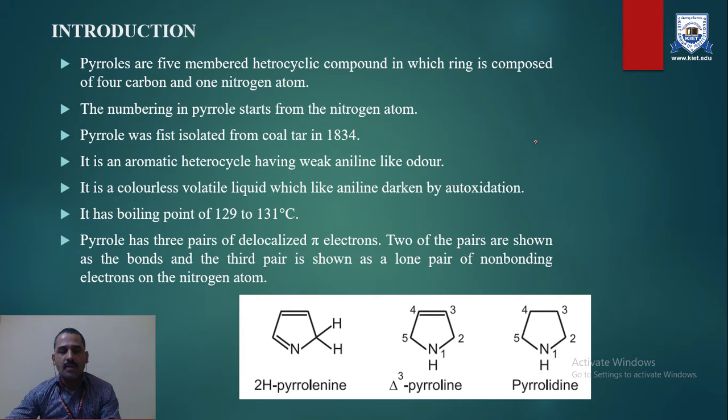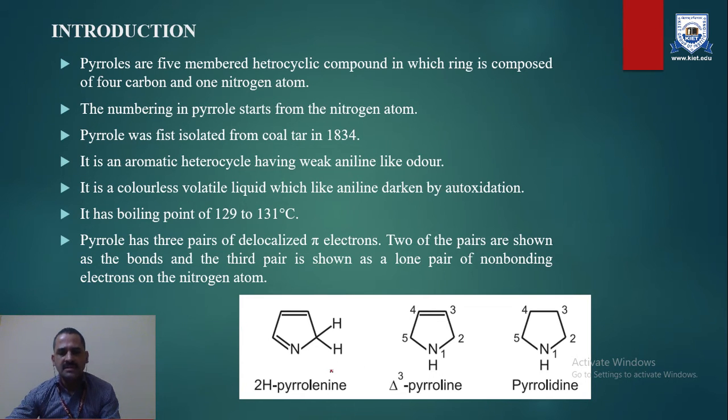We can say the boiling point of pyrrole is quite high because intermolecular hydrogen bonding generally exists between the molecules. Pyrrole has 3 pairs of delocalized pi electrons, where 2 pairs generally come from the carbons and the last one is the nitrogen electron pair. It is the lone pair of nitrogen which will participate in the internal aromaticity of the pyrrole molecule.